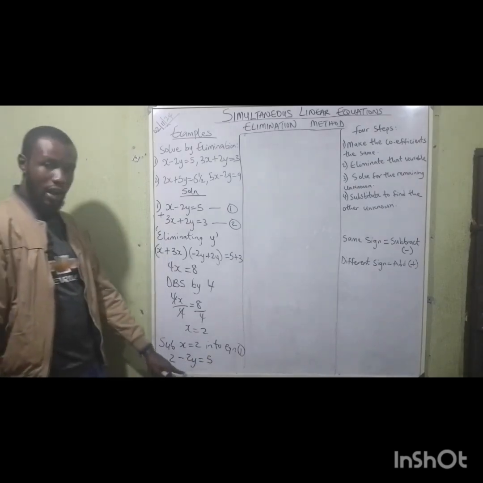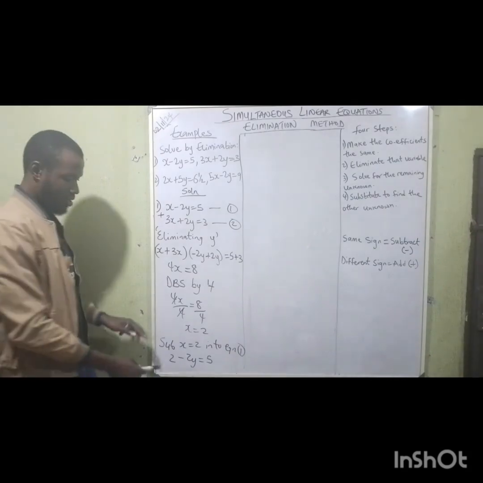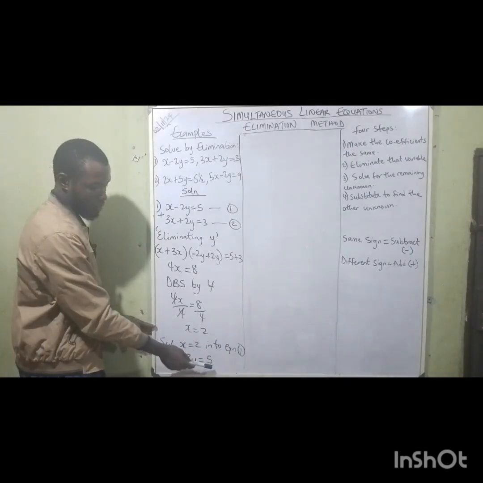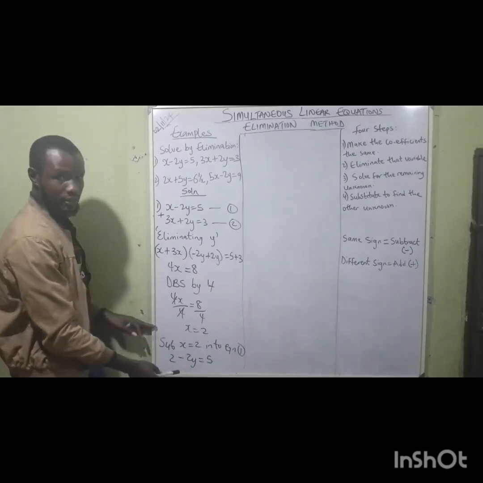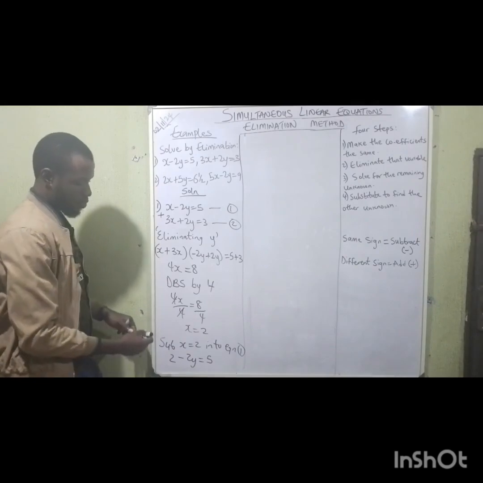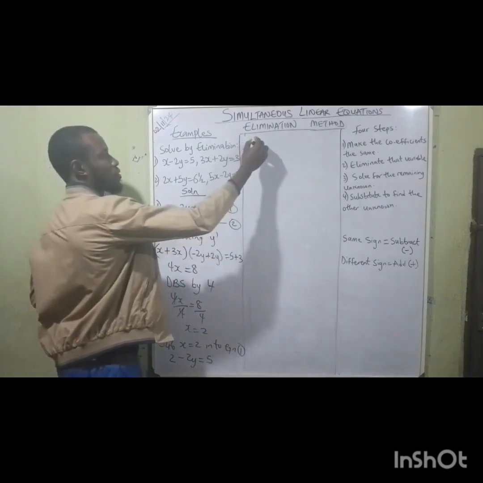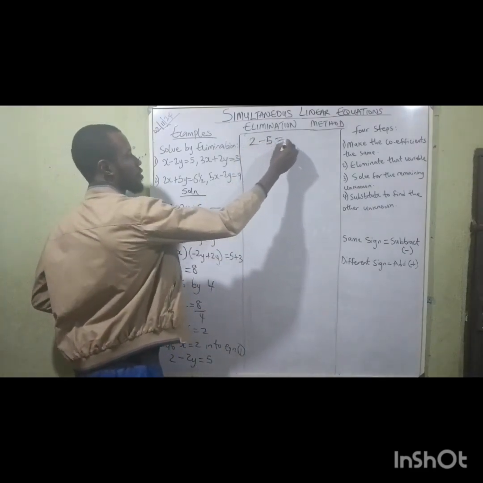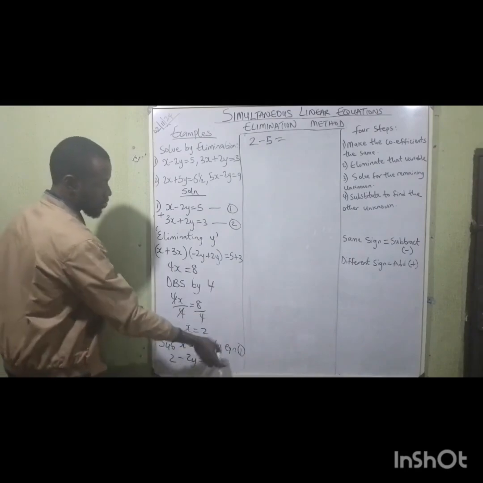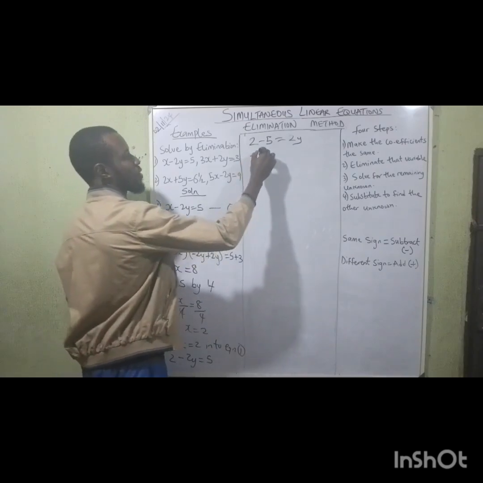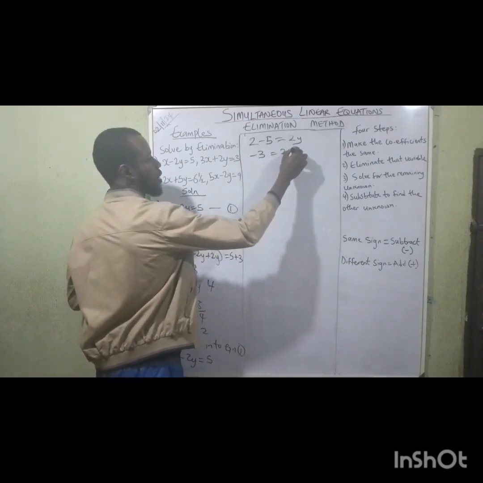Alright, now I'm looking for y, so I'm going to collect like terms. I'm going to take minus 2y to this side. I'm going to bring 5 to this side. Okay, so if 5 crosses to here, it becomes minus 5. So that will be 2 minus 5 equals minus 2y crosses to here, it becomes 2y. 2 minus 5, minus 3, equal to 2y.